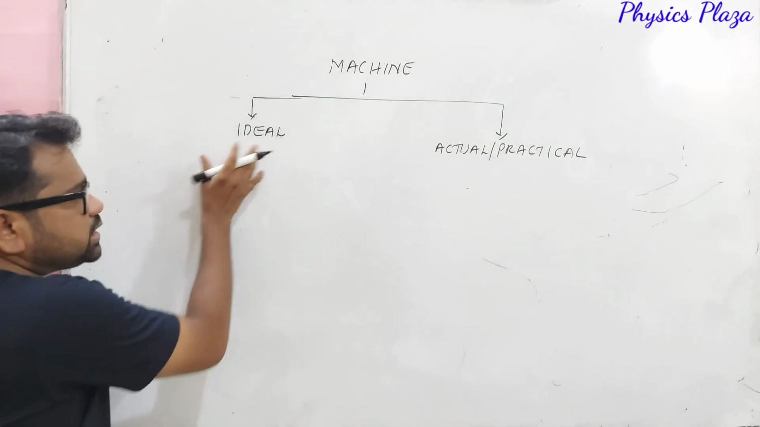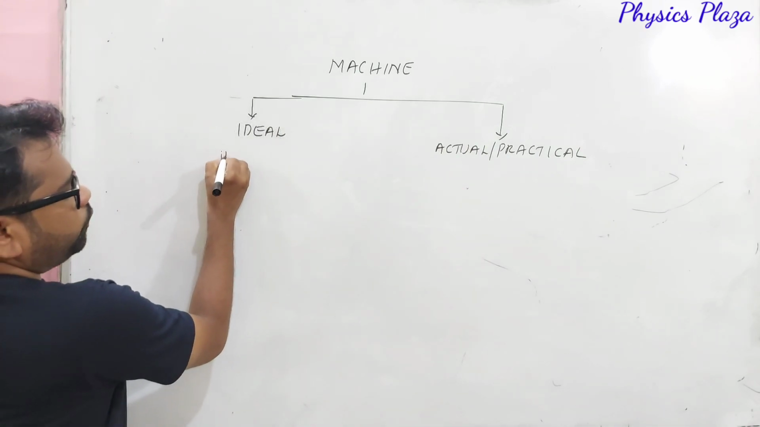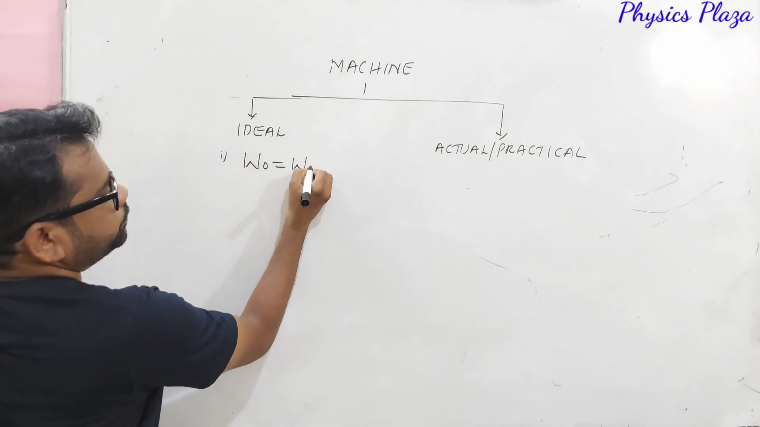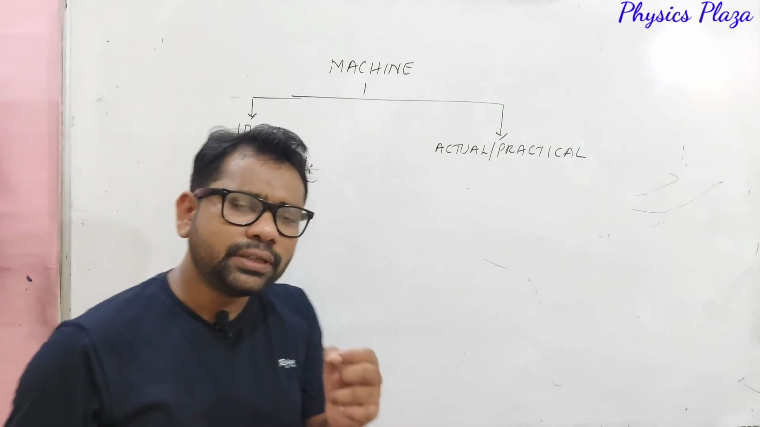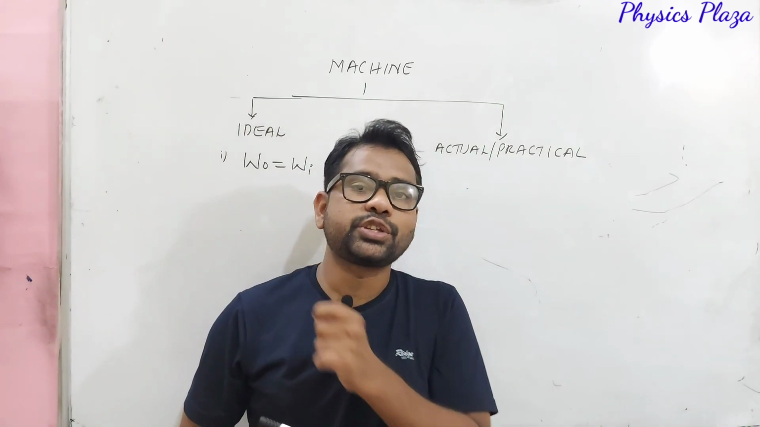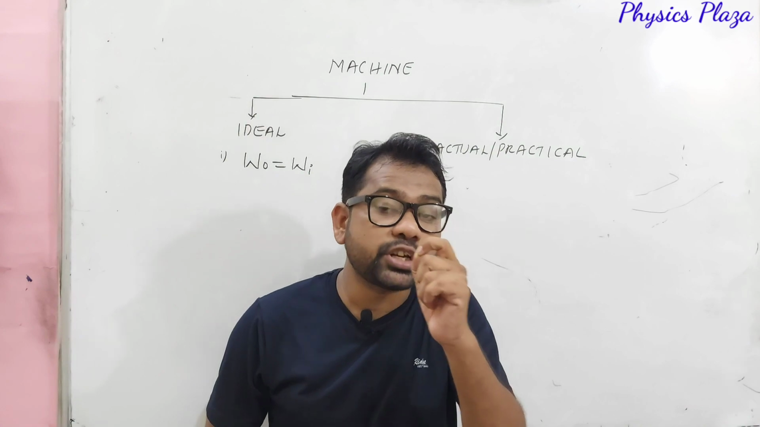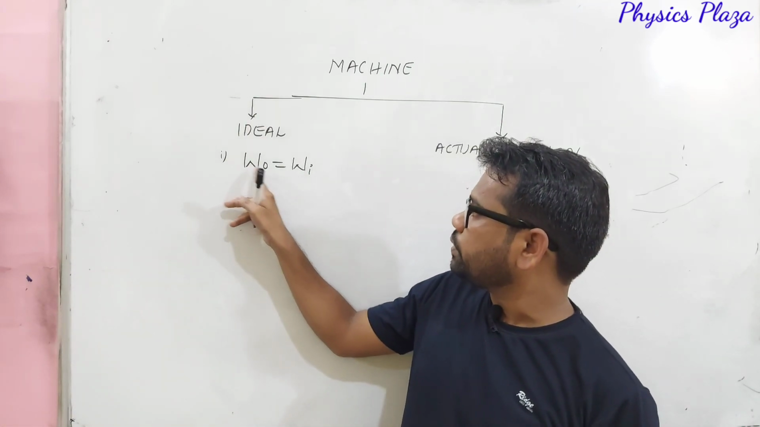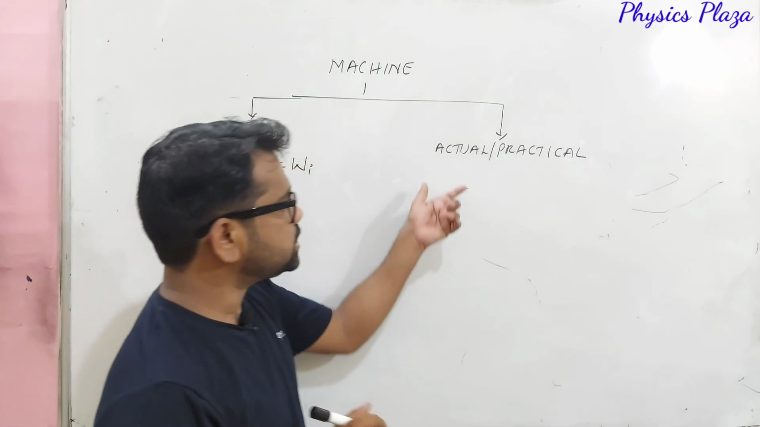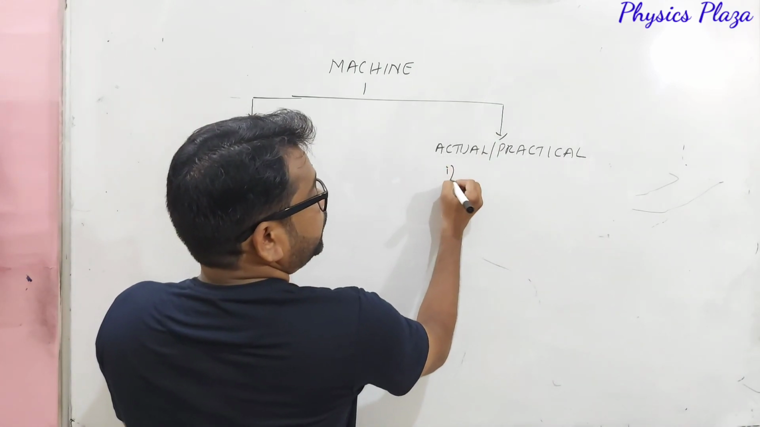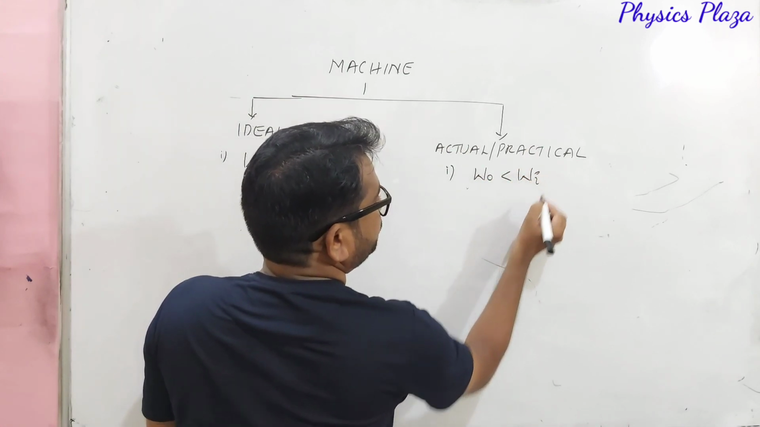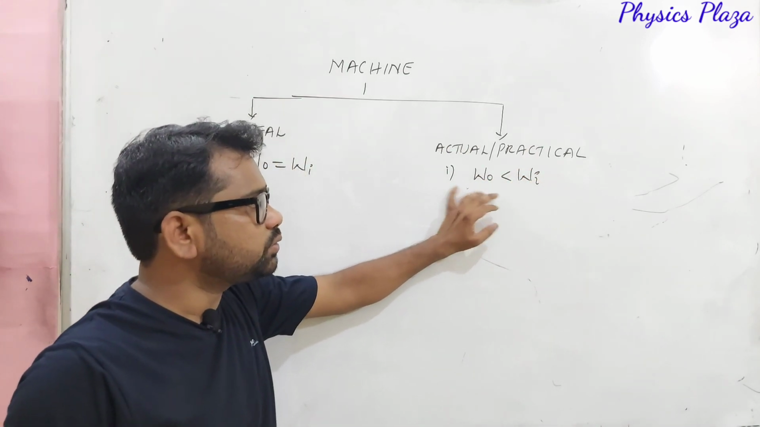Dear children, in the case of an ideal machine, work output is always equal to the work input, which means what? There will be no loss of energy. Not even 1% of energy loss will be there. No loss of energy, that's why work output is always equal to work input. Whereas in the case of an actual machine, dear children, work output is always less than the work input.